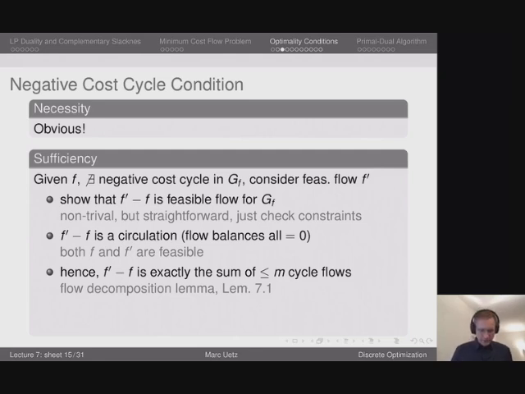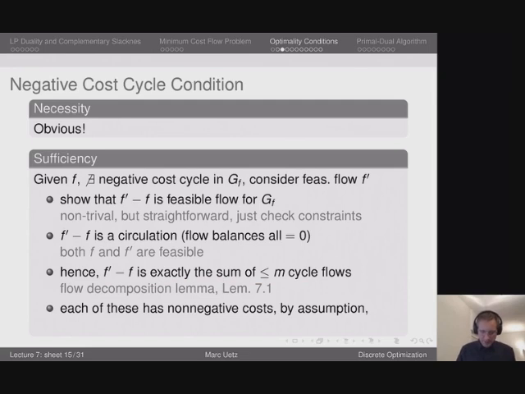So we have shown that this difference flow F prime minus F is the sum of at most m cycle flows. And now comes the final step. Each of these flows along cycles must have non-negative costs. Why is that? Well, because we assume there exists no negative cost cycle in the residual network anymore, and these cycle flows are all feasible flows in this residual network. So none of them can have negative costs.